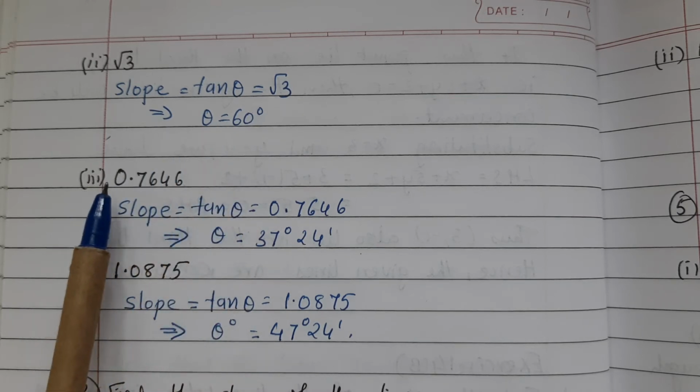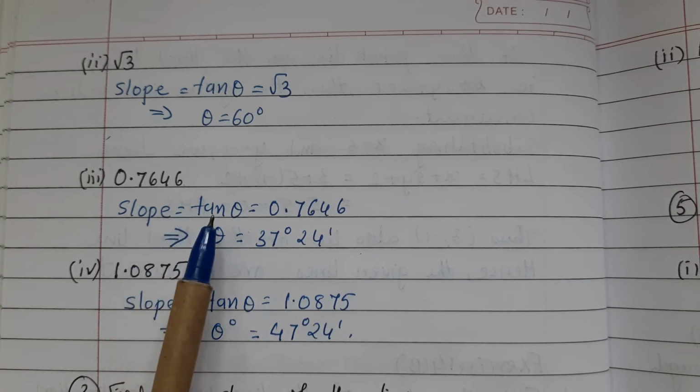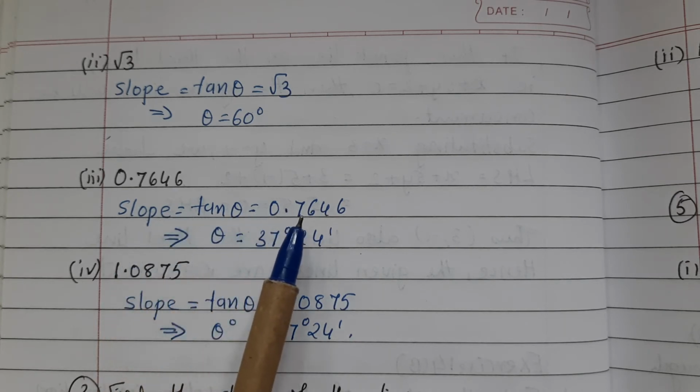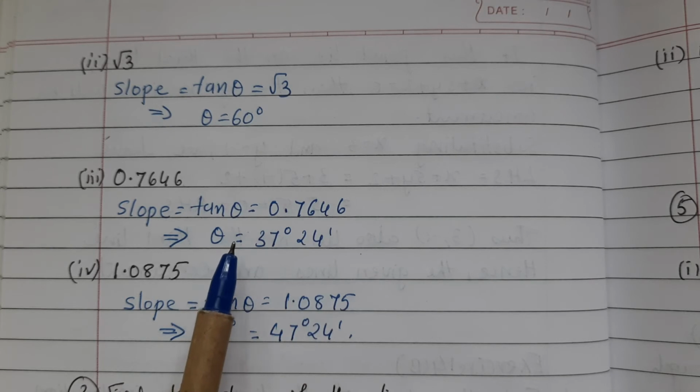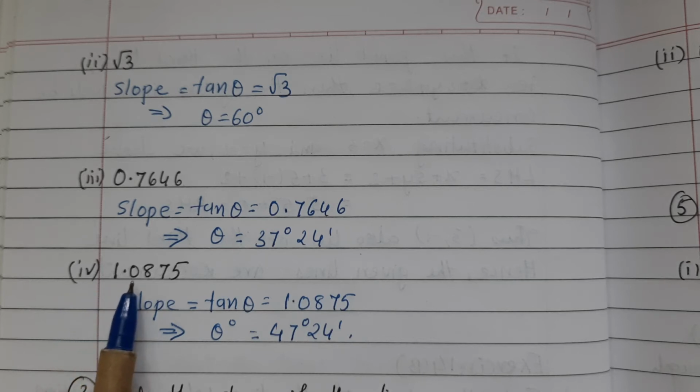Third part, 0.7646. Slope equals tan theta equals 0.7646. Theta equals 37 degrees 24 minutes. Fourth part, 1.0875. Slope equals tan theta equals 1.0875. Theta equals 47 degrees 24 minutes.